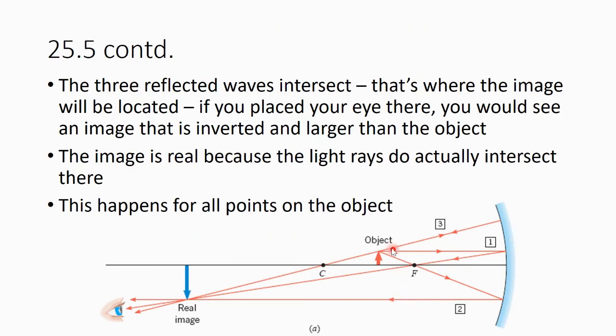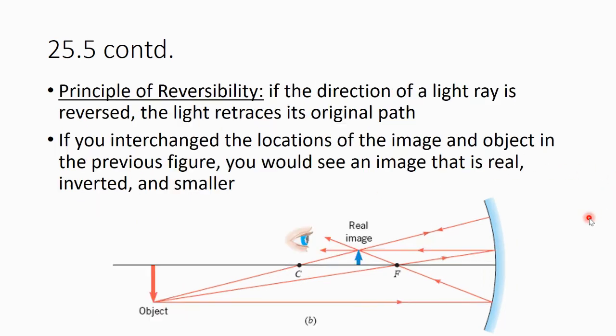So as you can see looking at this, our 3 rays have been drawn and they intersect right here. So this is considered a real image because our rays physically do intersect right there. And it is also inverted because it was flipped, and it looks like it's bigger as well. And this happens for all points on the object. We draw the rays coming from the top of the object, and wherever our rays intersect, we say that's the top of the object, but this would be true for all points on the object. So again, this was for concave mirrors.